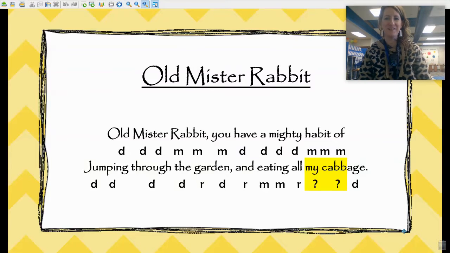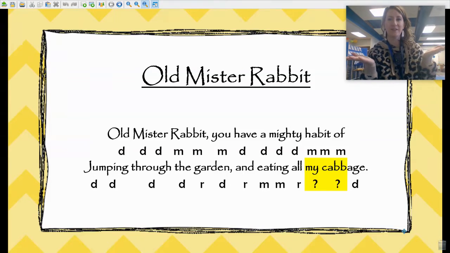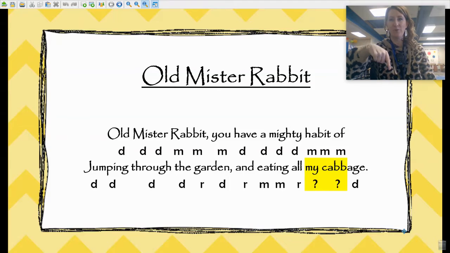Hi everybody, it's Mrs. Schaffart and I have a really important lesson for you today because we're going to learn a new note, and it's in yellow, the one that we've been working on and calling low and pointing down.